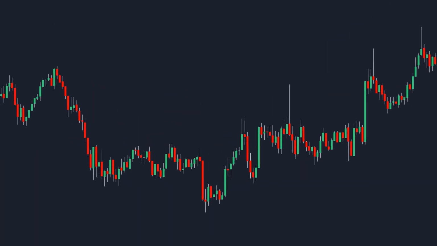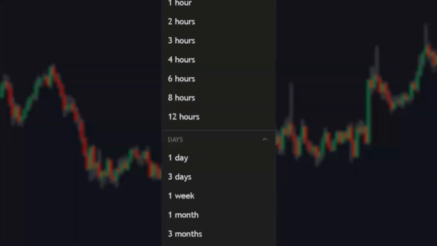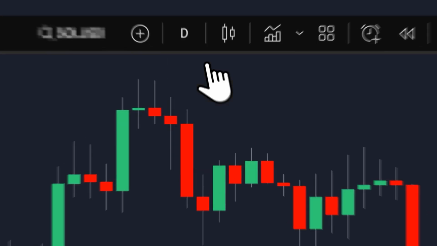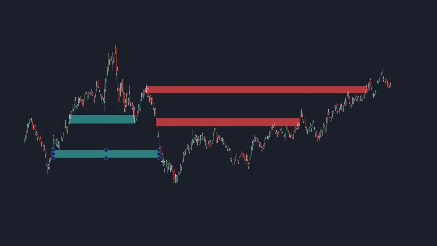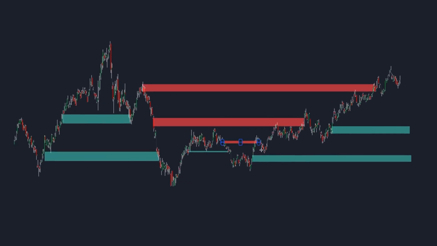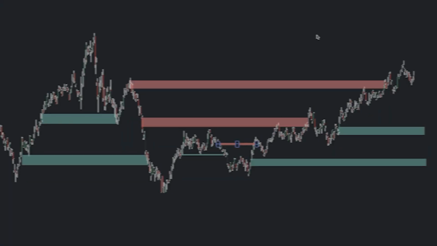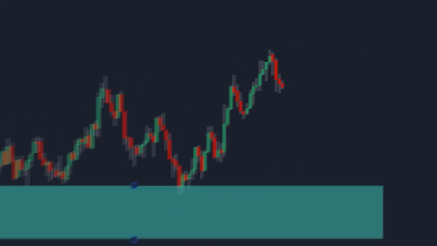There's an easy fix though. You could just check every single time frame manually. Flip between the 5-minute, 15-minute, 1 hour, 4 hour, daily. Mark out the important zones and then wait on your lower time frame for a setup to form. But let's be honest, no one's doing that consistently. It's slow, it's messy, and by the time you mark your zones, the trade's already gone.